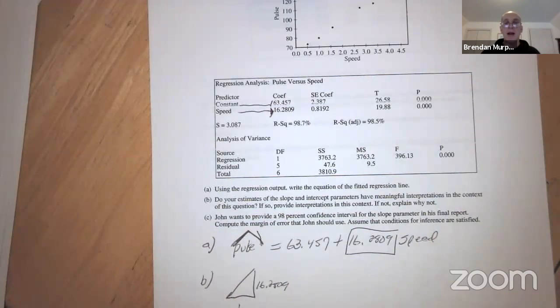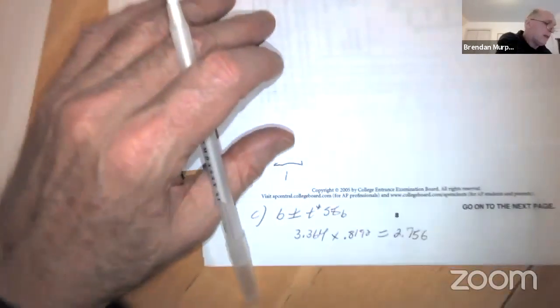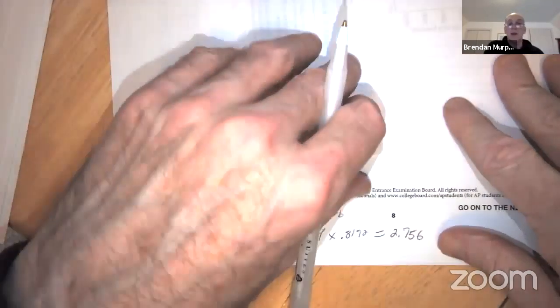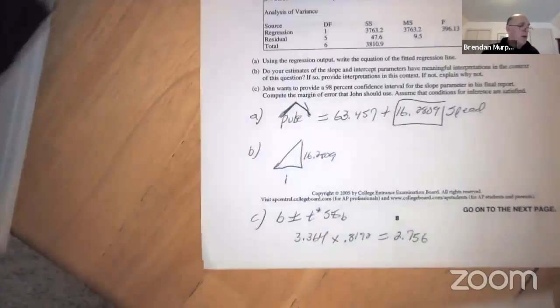Compute the margin of error that John should use. Assume the conditions for inference are satisfied. So that's the linear condition there, right? Those are the things that we need to take into consideration. But in this problem, it said don't worry about it. So the conditions are super important. I don't want to minimize that, but for this problem, we're not going to worry about it.